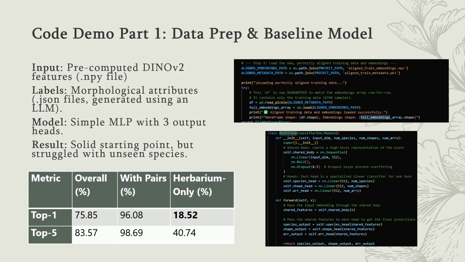After generating our aligned DINOv2 features and LLM-based labels, this code loads the pre-computed embeddings directly from a file. It then feeds them into this simple multi-head MLP classifier. This approach was fast and effective, giving us a solid starting point at 18.5% on the herbarium-only subset.